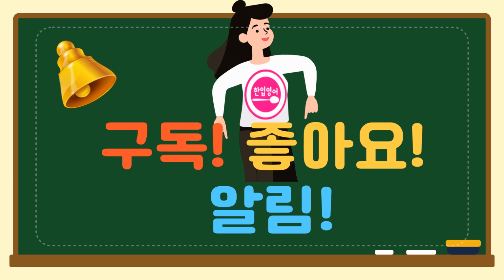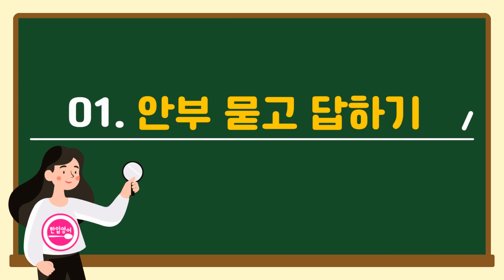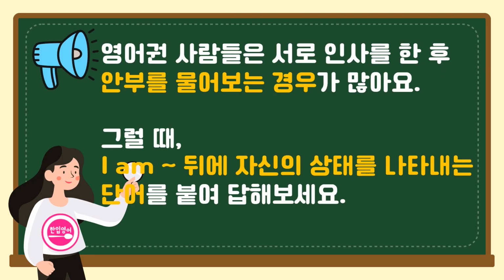그럼 본격적으로 학습을 시작해볼까요? 안부 묻고 답하기. 영어권 사람들은 서로 인사를 한 후 안부를 물어보는 경우가 많아요. 그럴 때 I am 뒤에 자신의 상태를 나타내는 단어를 붙여 답해보세요.